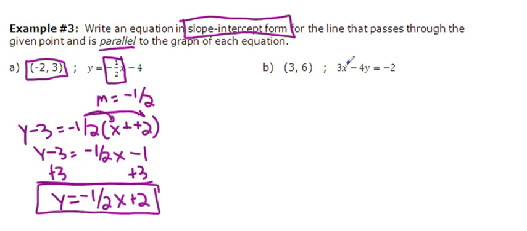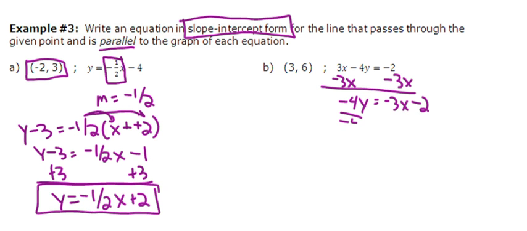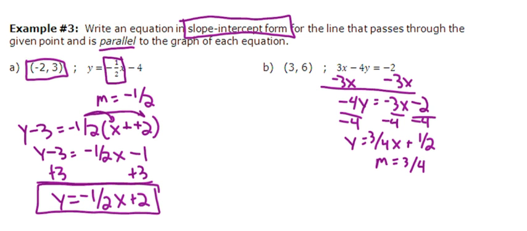This one, same idea, but before I can even get the slope, I need to solve for y. So I'm going to subtract 3x. I have negative 4y equals negative 3x minus 2. Divide by negative 4. So I have y equals, this becomes positive 3/4 x, and negative 2 divided by negative 4 is positive 1/2. Don't freak out about the fractions. All we're getting from here is our slope. The slope of my line is 3/4 because it's parallel.